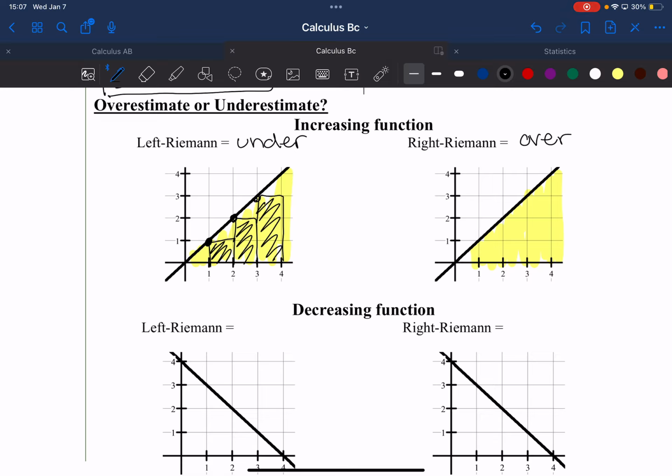Versus a right Riemann sum, okay, where the rectangle has to touch from the right. Notice how on this increasing function, we are using area that is not part of the function.